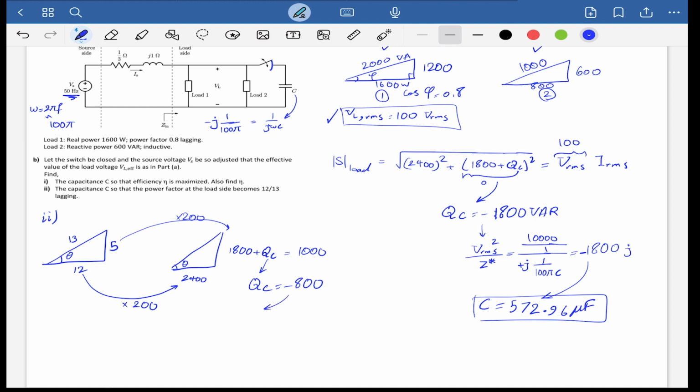Again, the same procedure as we did. From here, we know the V effective VRMS squared will be 10,000 over 1 over plus j 1 over 100 pi C, this time equal to minus 800 j. From here, C will be equal to 254.65 microfarads.